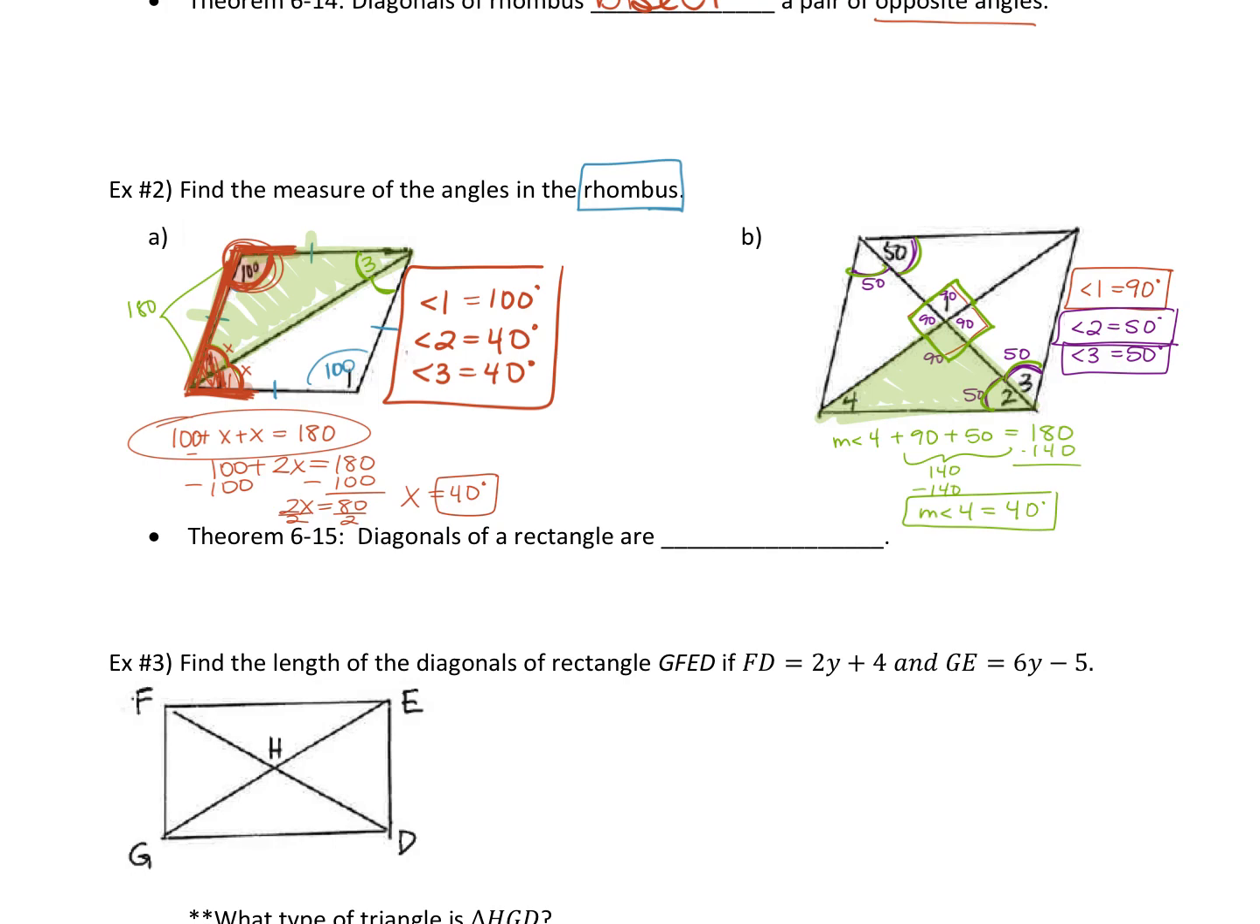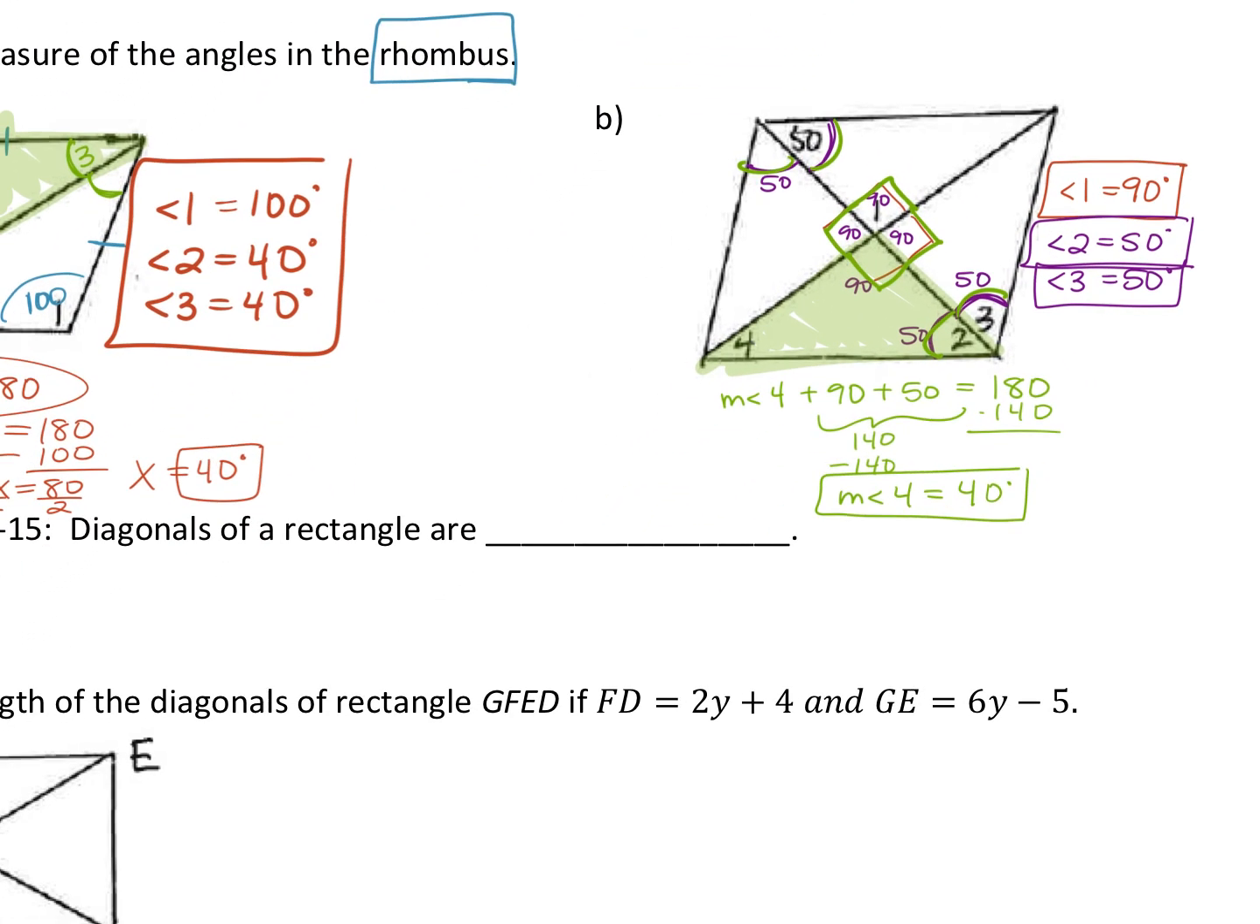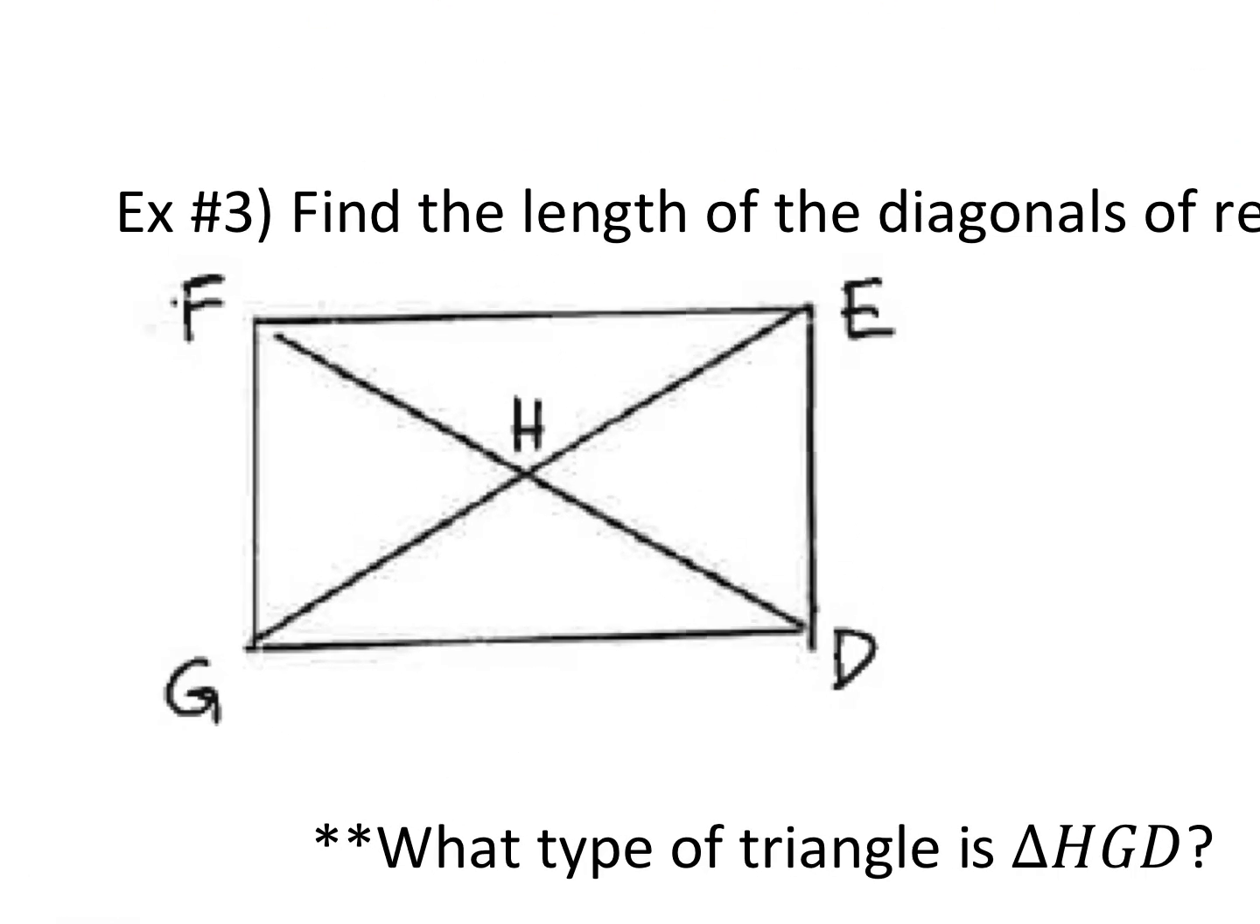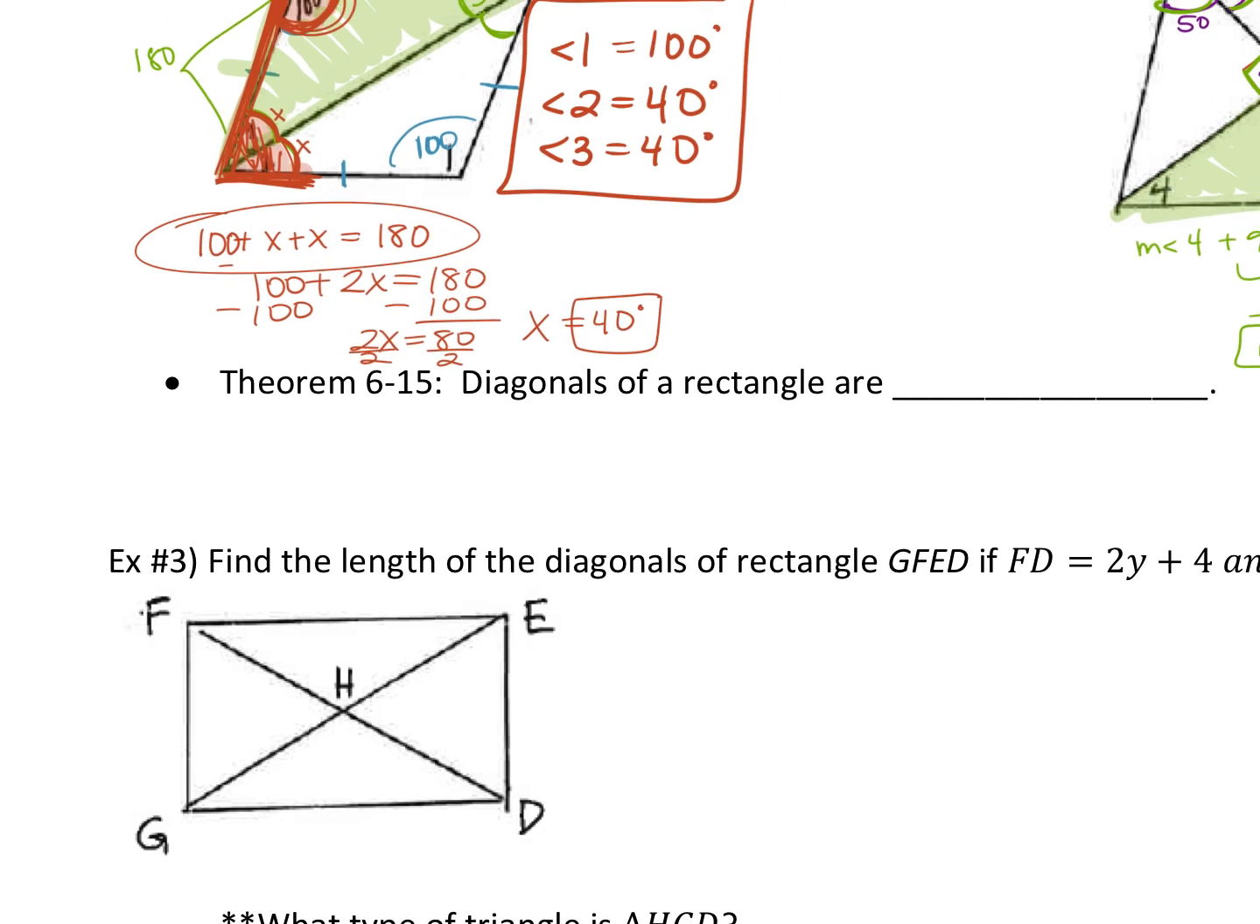Okay, last thing is dealing with rectangles now. So we said the diagonals of a rhombus are what? Perpendicular. Okay? That's a rhombus. The diagonals of a rectangle, look at this picture. Do these look like 90-degree angles? No, they are not. The only time a rectangle has perpendicular diagonals is when it's a square. So the diagonals don't have to be perpendicular anymore.